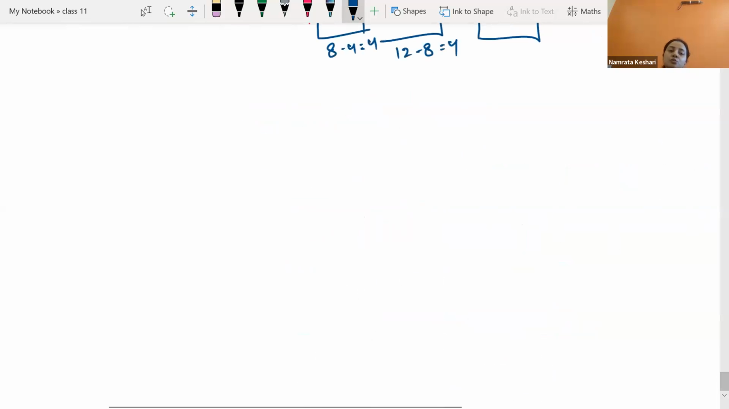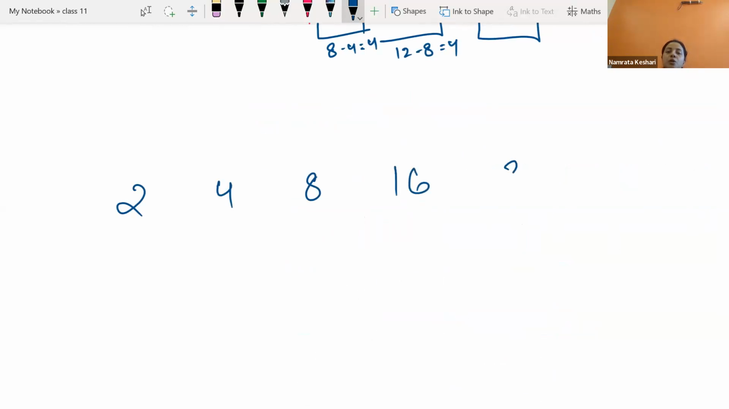Suppose you have 2, then 4, then 8, then 16, then 32. 2 times 2 is 4, 4 times 2 is 8, 8 times 2 is 16, 16 times 2 is 32. So 32 times 2 is 64. Getting it?